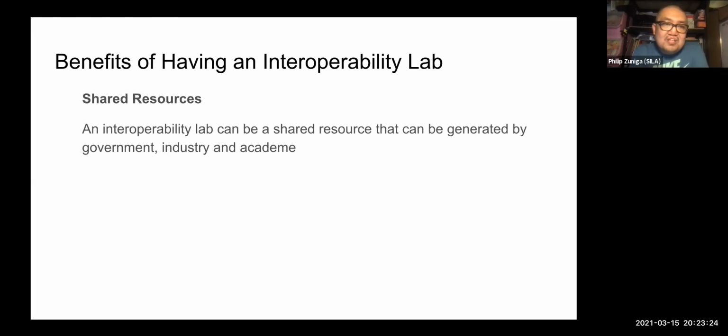Next, an interoperability lab can also be a source of shared resources. We know that for many countries in the region, the resources in health are not that much. And an interoperability lab can come in to ensure that the few resources that we have can be shared properly across government, industry, and academia.